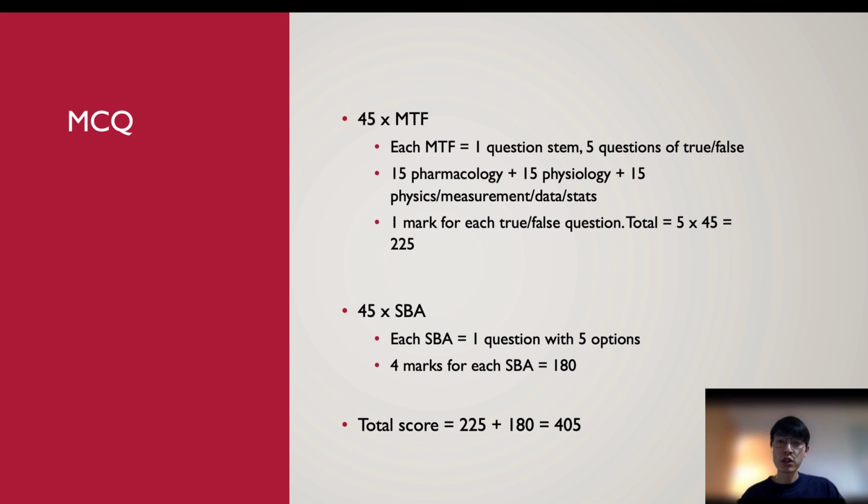For multiple true/false questions, there will be 1 stem question with 5 true or false statements. So you will have a total of 45 times 5, 225 multiple true/false. They are evenly distributed across physiology, pharmacology, and physics. For single best answer, you will have 5 options for each question, and each question carries 4 marks to give you a total of 180. The whole MCQ paper carries 405 marks.